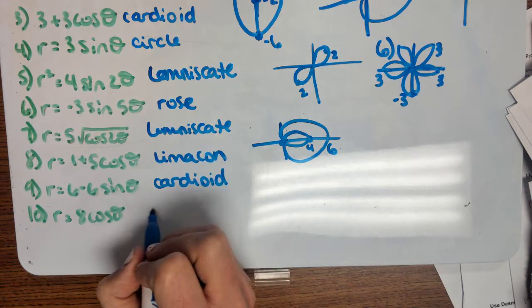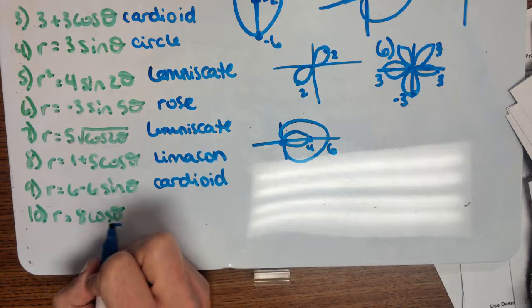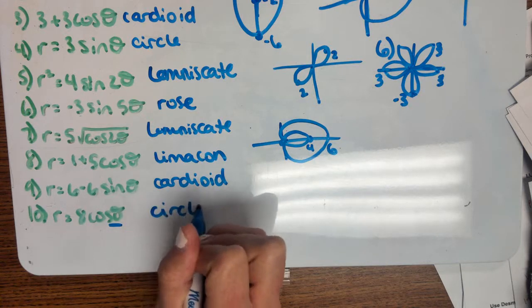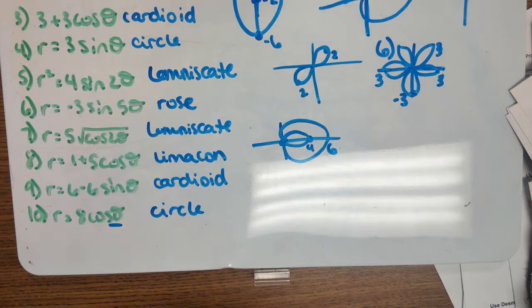And then number 8, it looks like it could be a rose or a circle, but remember you look in front of theta, there's nothing, so that tells me it's a circle, or it's a rose with one petal, which is a circle.